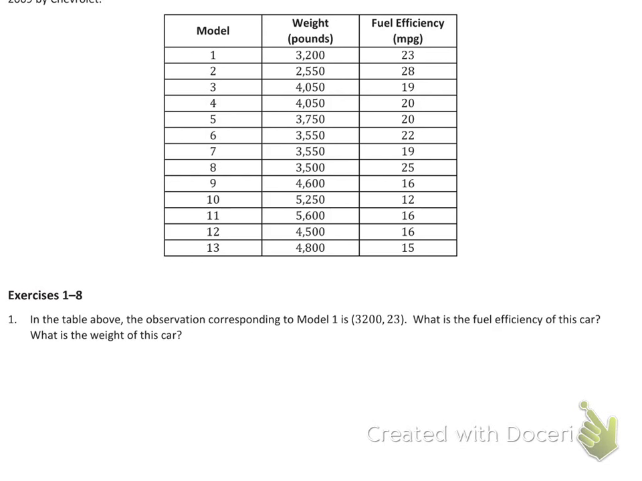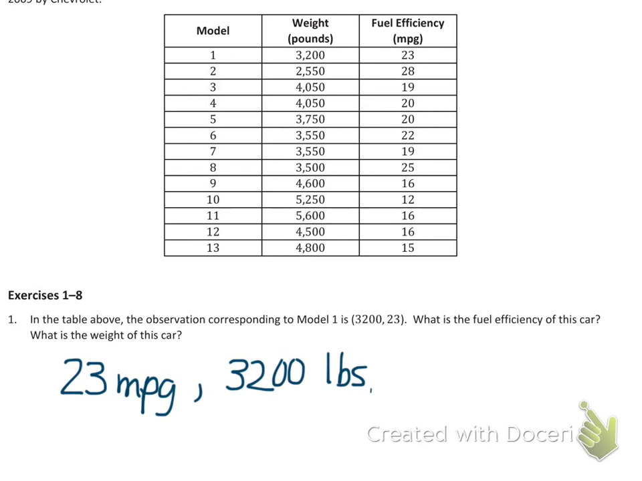Exercise 1 says, in the table above, the observation corresponding to Model 1 is (3,200, 23). What is the fuel efficiency of this car? What is the weight of this car? The fuel efficiency would be 23 miles per gallon, and the weight of the car would be 3,200 pounds. Just making sure we understand what those numbers are standing for.